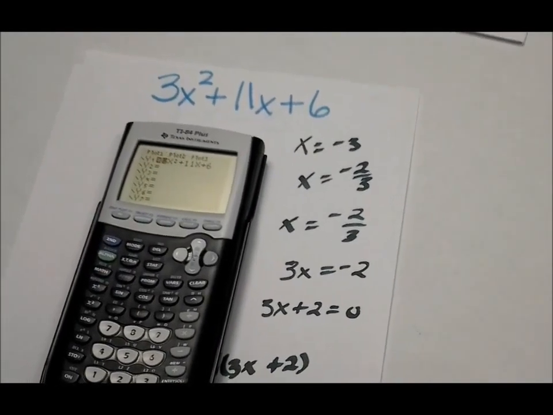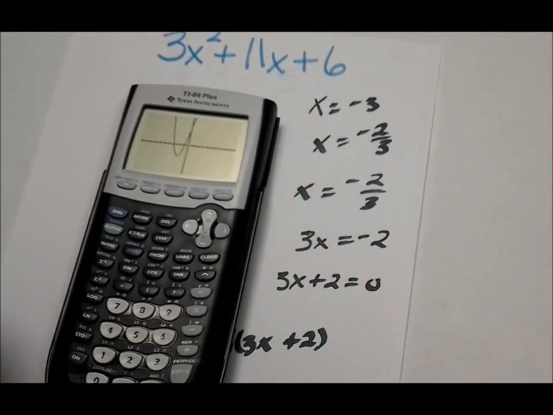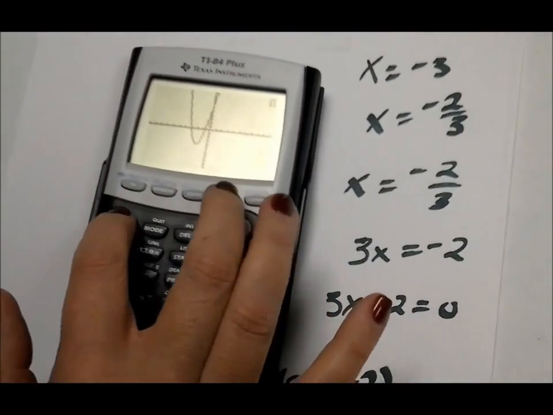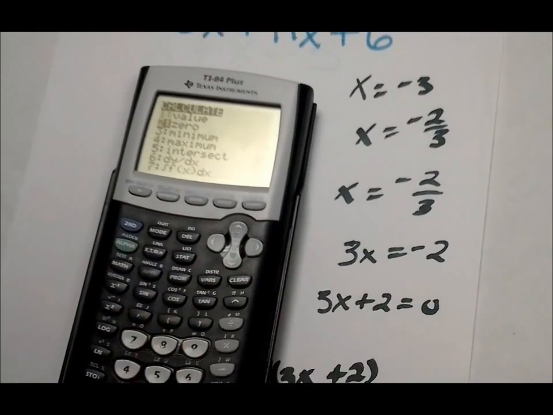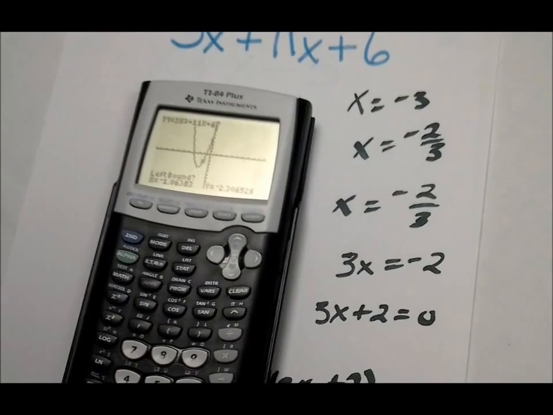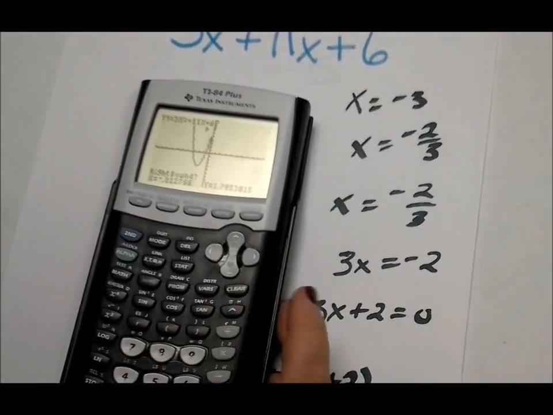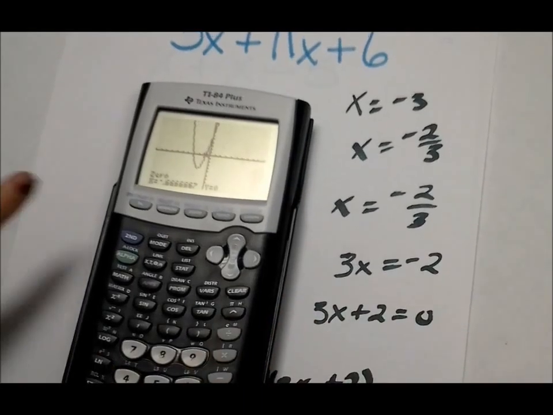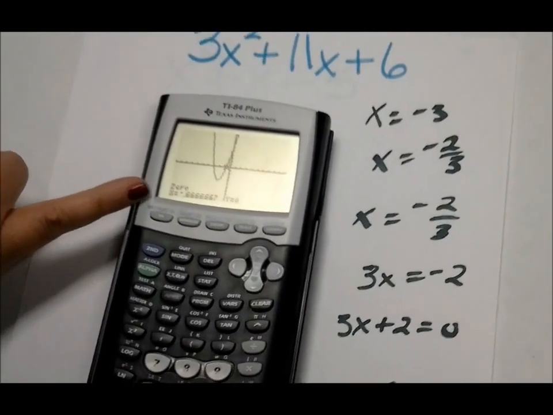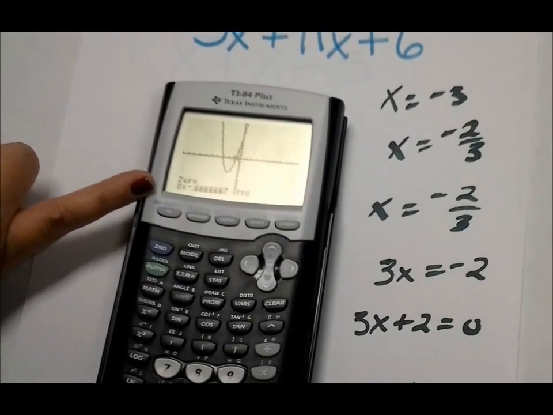I'm still working with this problem, 3x squared plus 11x plus 6, and I'm going to my graph. I'm calculating the fractional piece, finding that zero that is between -1 and 0. I'm going to go to the left and to the right, and I get this. At this point in time, that value is stored in X.